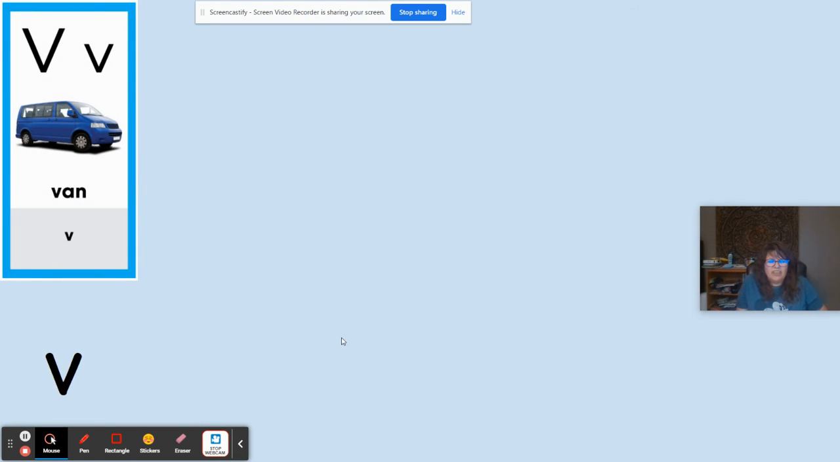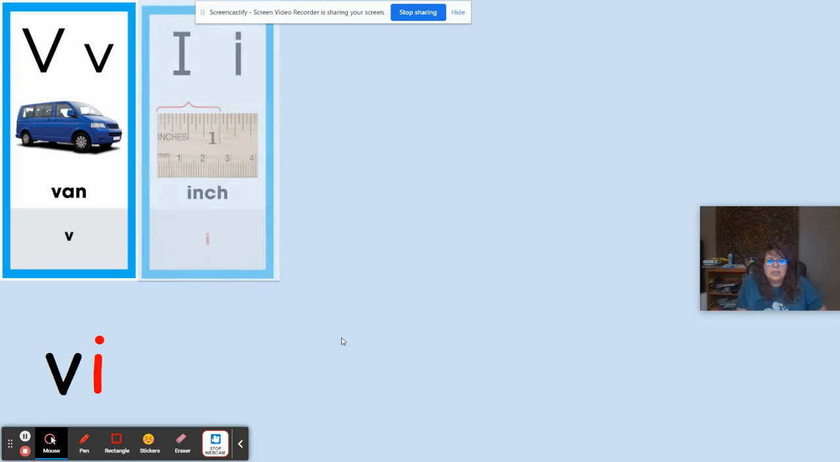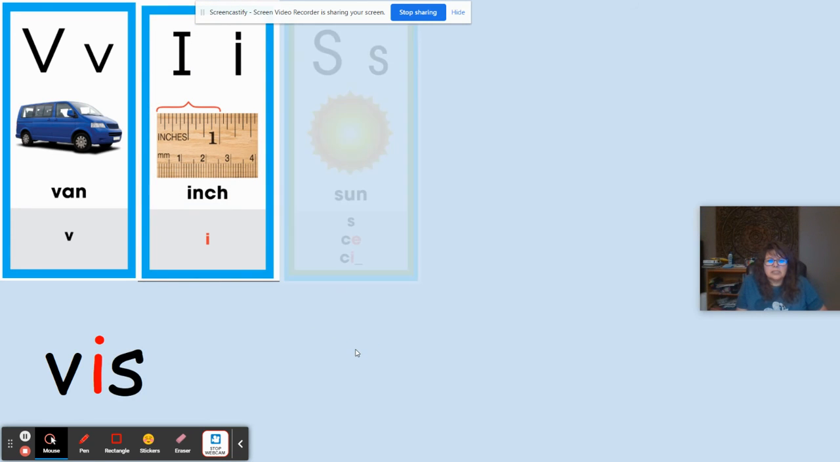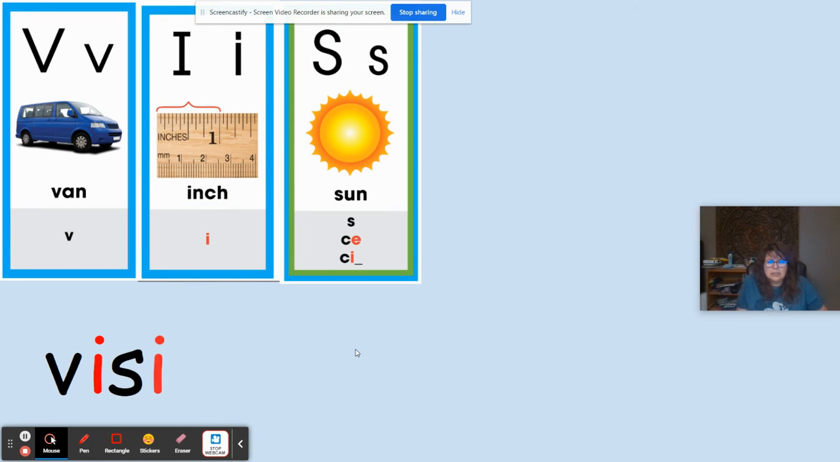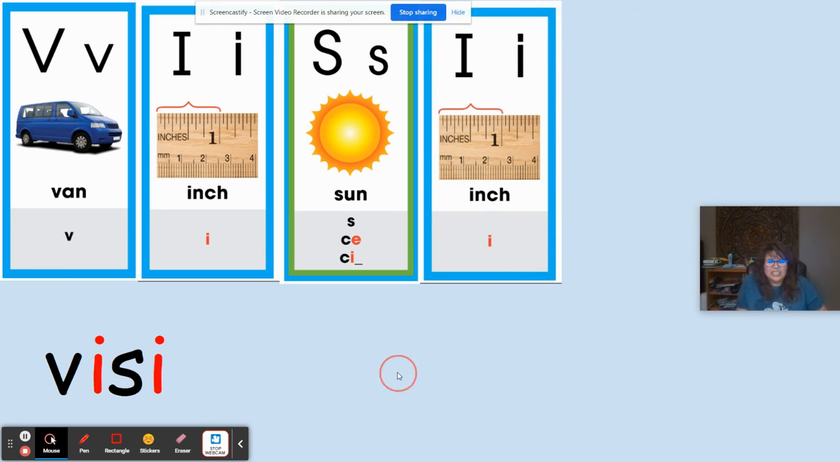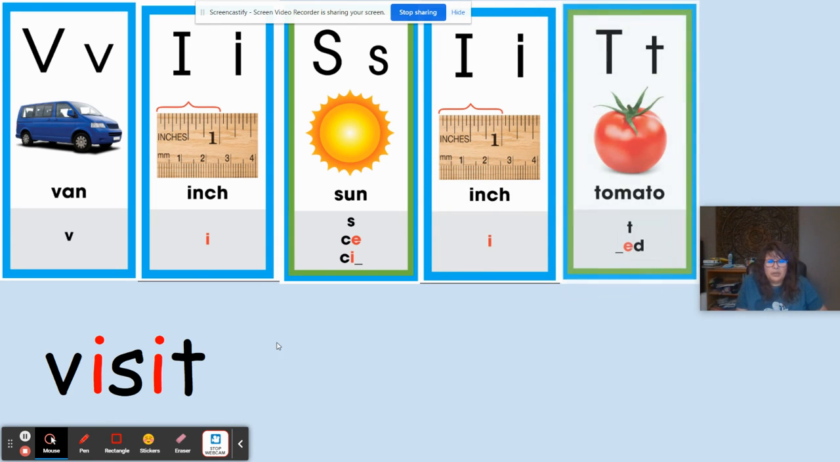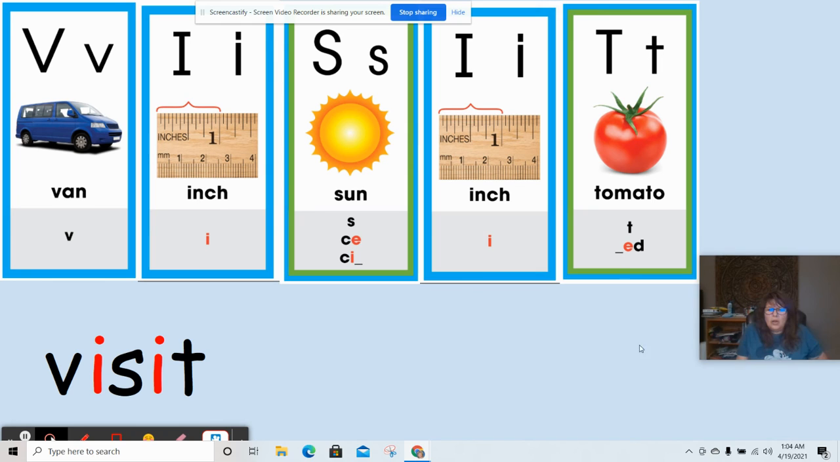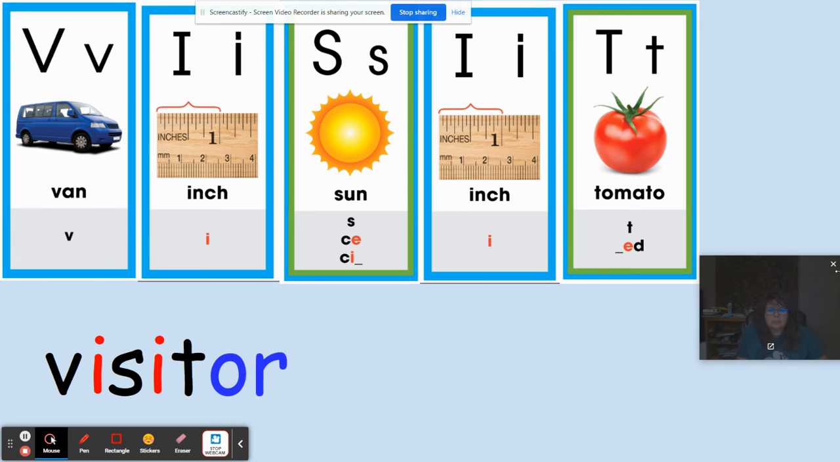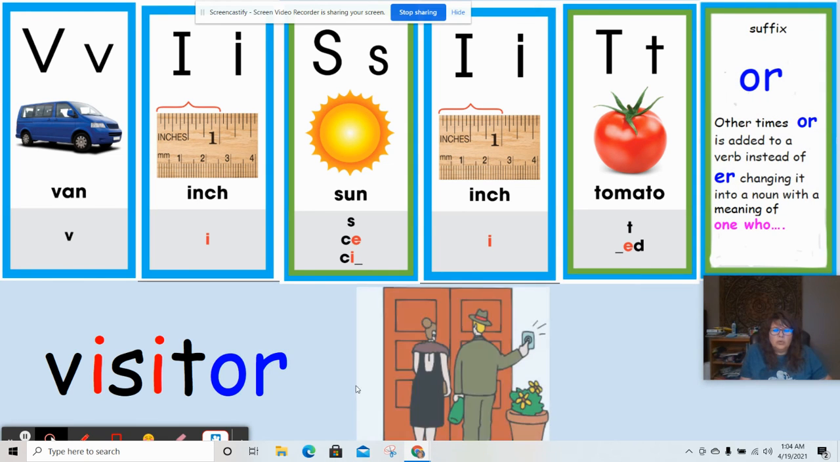V, like in van. I, like an inch. S, like in sun. I, like an inch. T, like in tomato. And the word is visit. Visit. Now I want to add the suffix or. Someone who visits is called a visitor, or one who visits.